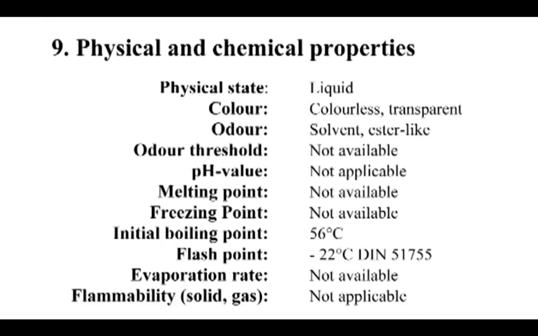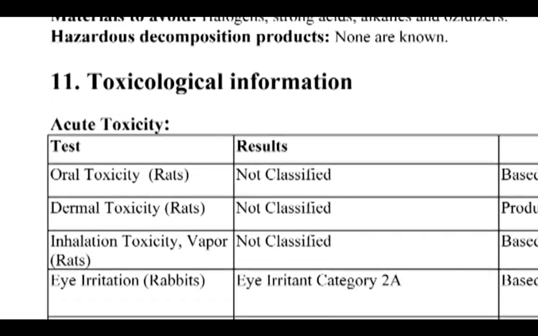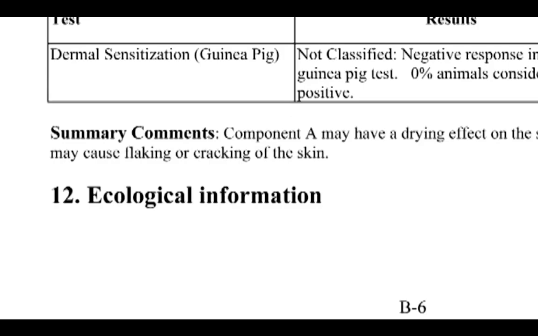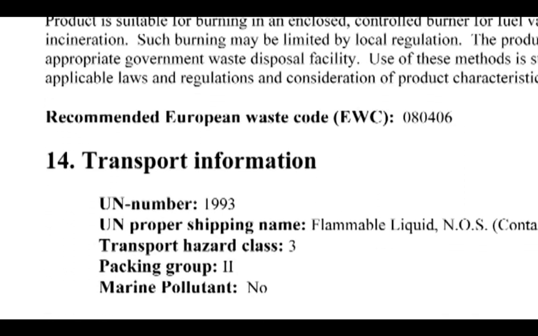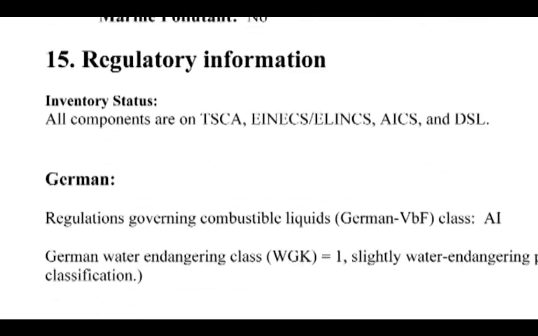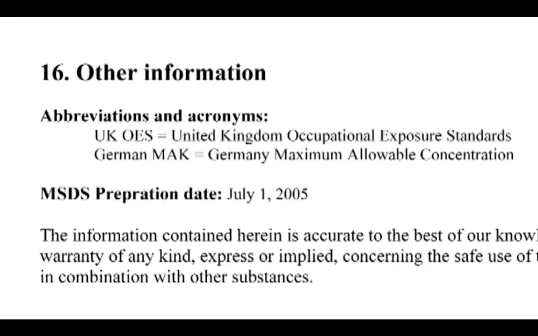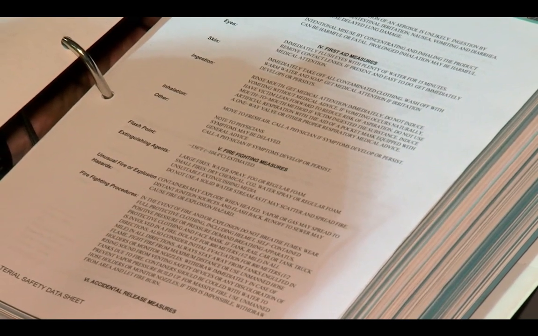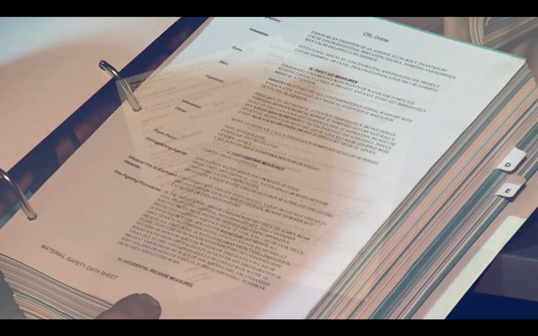and chemical properties, stability and reactivity, toxicological information, ecological information, disposal considerations, transport information, regulatory information, other information including date of preparation or last revision. Generally, the information in an SDS is much more technical than is normally provided on labels.